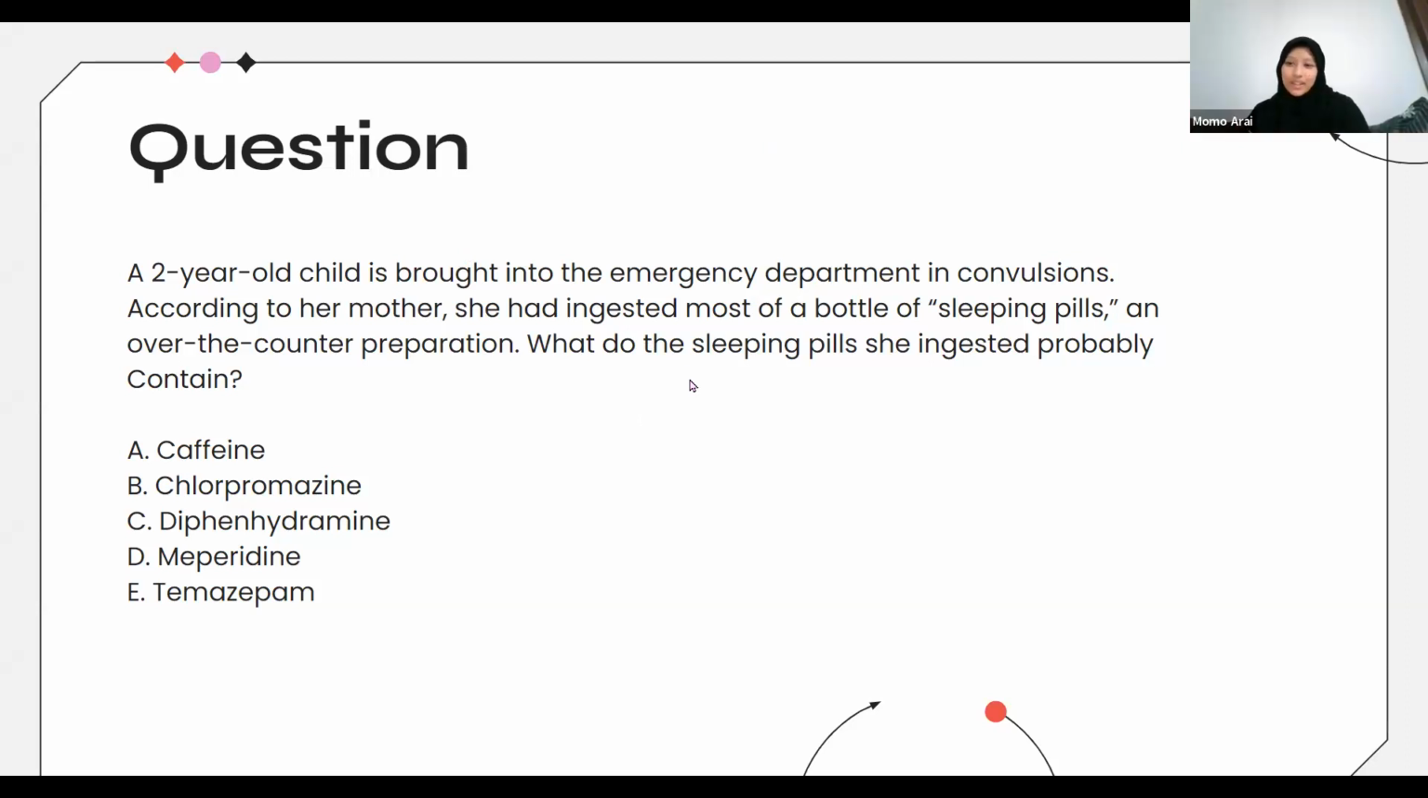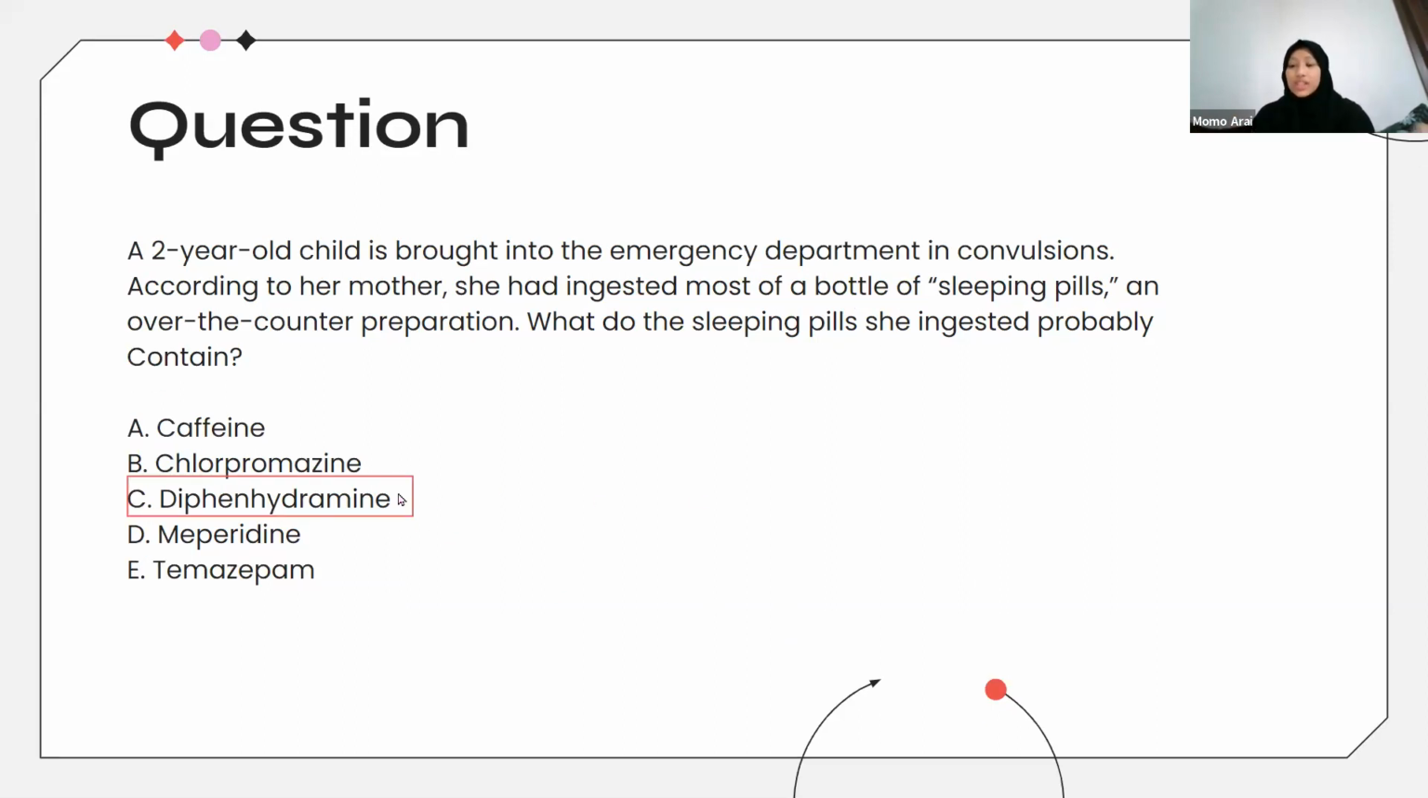I think there's no questions, but a 2-year-old child is brought to the emergency department in convulsions. According to her mother, she had ingested most of a bottle of sleeping pills, an over-the-counter preparation. What did the sleeping pills she ingested probably contain? Someone already said C, which is good, but do you guys have any other answers? Okay, C. Okay, what class of drugs is C? We're moving on to a different topic now, but what is it exactly? Good. First generation antihistamine. So the answer is C, diphenhydramine.